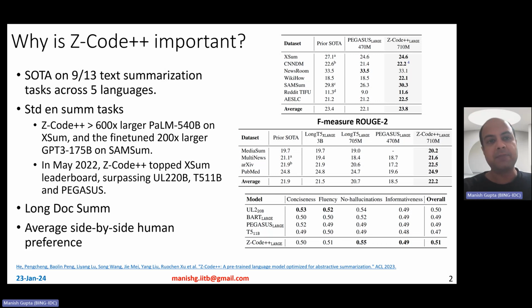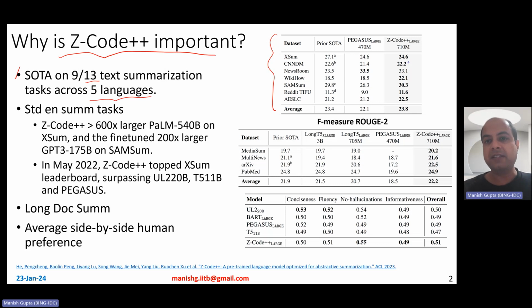Now, why is Zcode++ important? Because it actually performs really well on these abstractive summarization tasks. As the paper claims, out of 13 different summarization tasks, Zcode++ was able to win on 9 of those tasks across 5 different languages. Some of those are shown here. So these are standard English summarization tasks, but there will be results about multilinguality and so on across other languages in the next few slides.